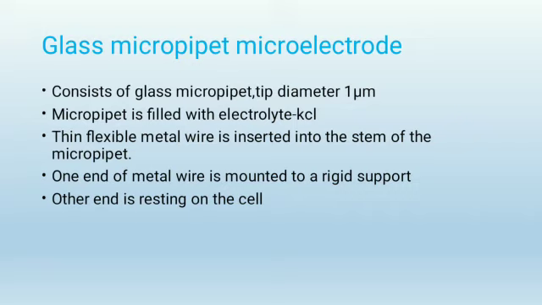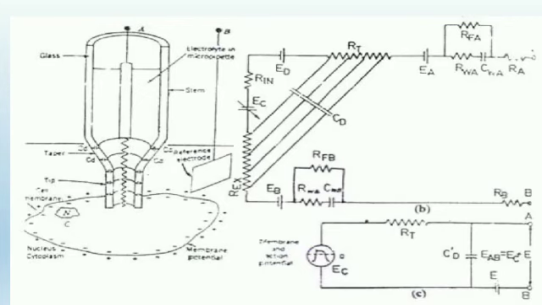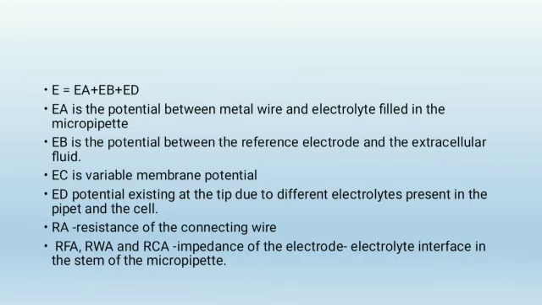The next one is the glass micropipette microelectrode. The non-metallic micropipette consists of a glass micropipette whose diameter is about 1 micrometer. The micropipette is filled with an electrolyte solution, that is KCl. A flexible metal wire is inserted into the stem of the micropipette. One end of the metal wire is mounted to a rigid support and the other end is resting on the cell. This is a micropipette and its equivalent circuit. Here also the potential is measured between the two electrodes. The total potential is E = EA + EB + ED.